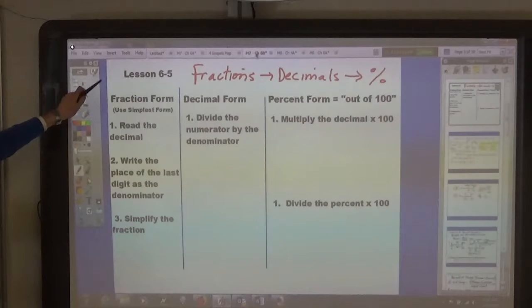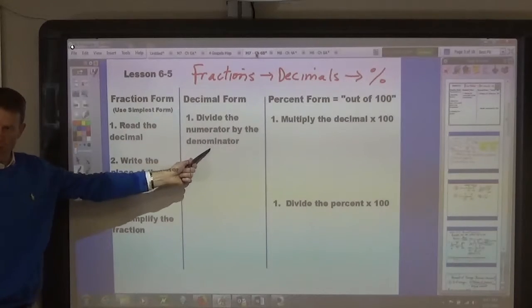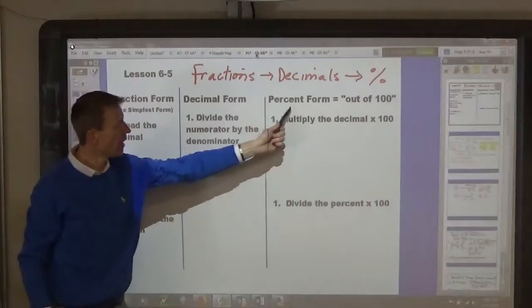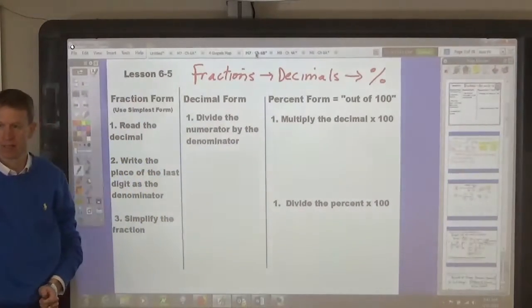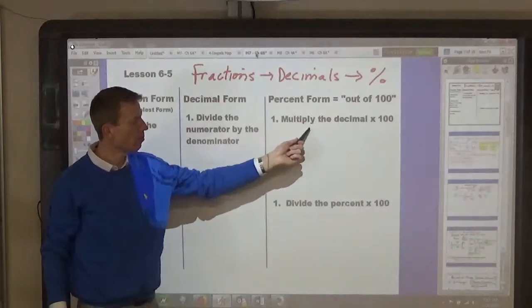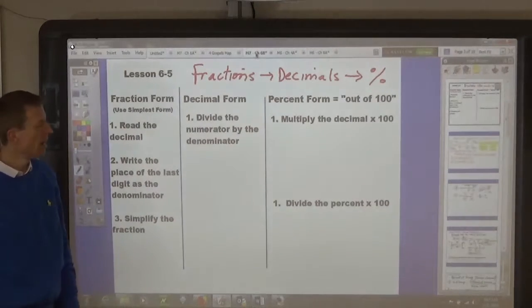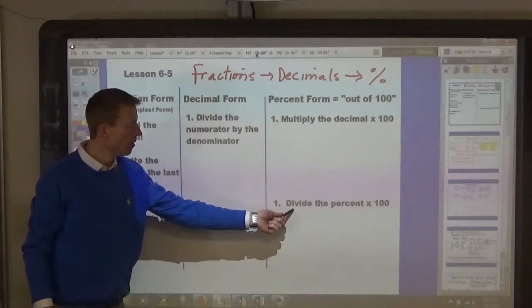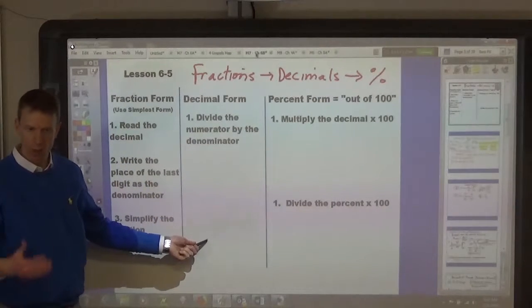So we're going to be changing numbers from fraction form to decimal form, and decimal form to percent form. And percent means out of 100. So to change a decimal to a percent, you multiply the number in decimal form by 100. Right? And if we are going from percent form to decimal form, you divide by 100. You work backwards.